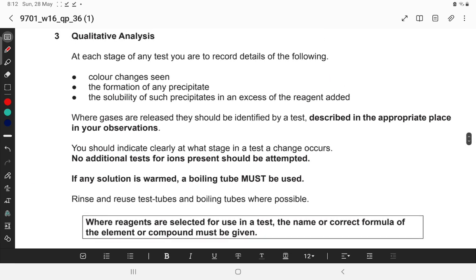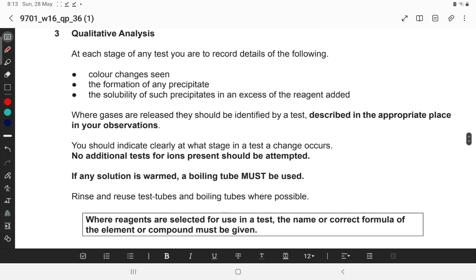Today I will discuss the qualitative analysis of paper 16, question paper 3-6. At each stage, first read out the instructions very carefully. At each stage of any test you are to record details of the following: color change seen, the formation of any precipitate, and the solubility of such precipitates in an excess of the reagent added.